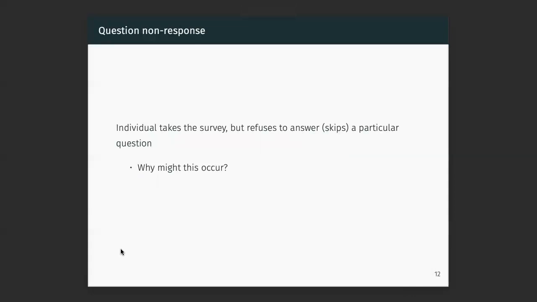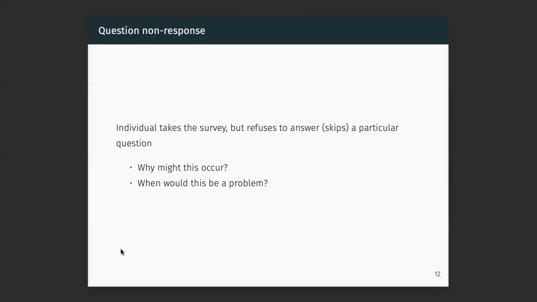We'll do question non-response, and then we'll take 5. So question non-response again, or item non-response. This is when an individual takes the survey but refuses to answer or skips a particular question. This might occur if a question makes an individual uncomfortable. If, for example, I have a survey taker who's talking to me, and they're like, okay, describe your medical history. And let's say I have a history of mental illness and don't feel comfortable disclosing that to a stranger, right? Then I'm just going to say, I'd rather not answer that question, right?